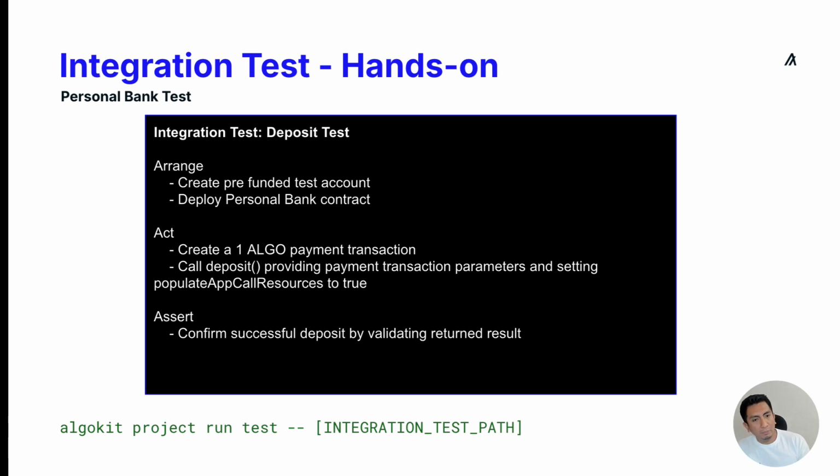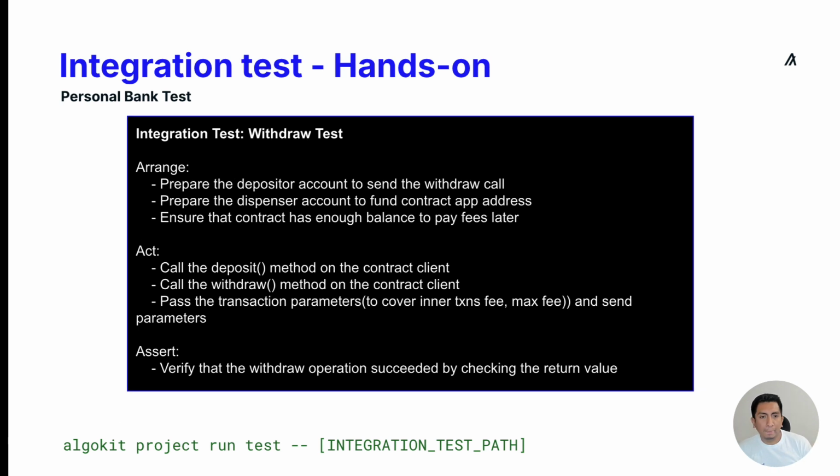Then you will call the deposit method, adding the payment transaction as a parameter. And you need to assert or verify that the result of the deposit method is the same as one algo. That has to be the same so the test can pass. And for the withdraw, we need to prepare the depositor account. We need to prepare the dispenser account. We need to ensure that the contract has enough balance. And then we need to call the deposit method.